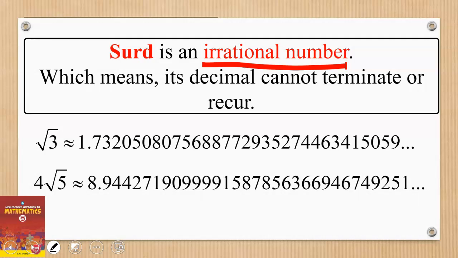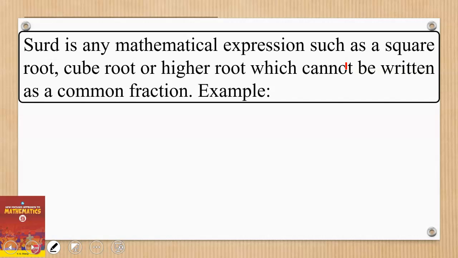So 4 root 5 is a surd. Again, we are saying that in mathematics, any expression such as a square root, cube root, or higher root, which cannot be written as a common fraction, is called a surd.